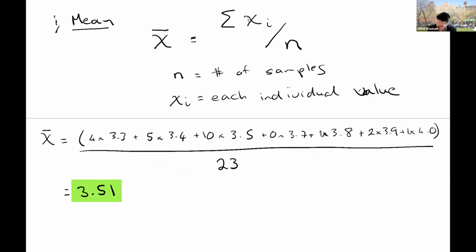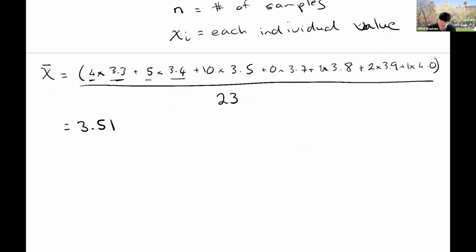And you can see here that we had to look at this table and we had 4 values of 3.3. So I've just multiplied 4 times 3.3, and so on, 5 times the 3.4 value added up, for 23 values, and divided by 23. Okay, so we have the mean. We have the mode. Who remembers what the mode is? The number that occurs the most often. The value that occurs the most frequently.